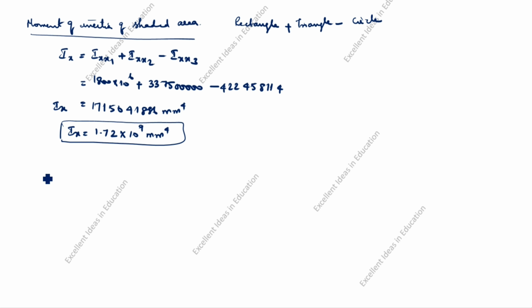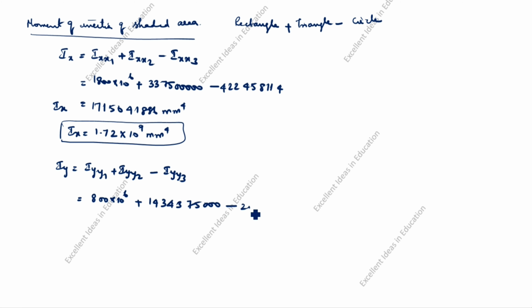Now we will calculate the moment of inertia of the shaded area about the y-axis. So Iy is equal to Iyy1 plus Iyy2 minus Iyy3. What is the Iyy1 value? 800 into 10 power 6 plus 1434375 zeros minus 20156491 equal to the Iy value. What comes? 2032810001. How will we write? 2.03 into 10 power 9 mm power 4, Iy.